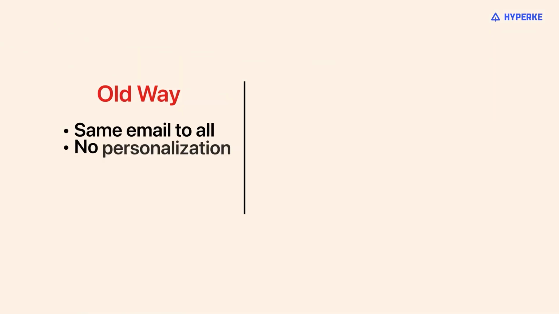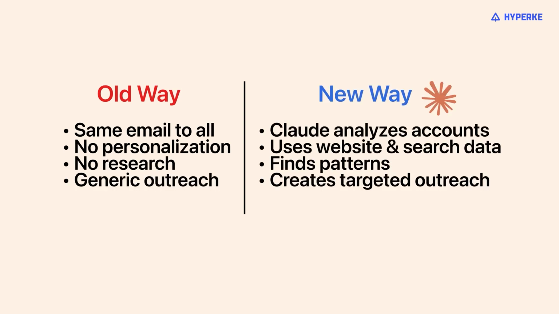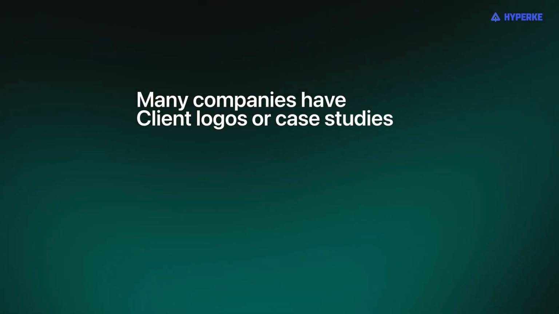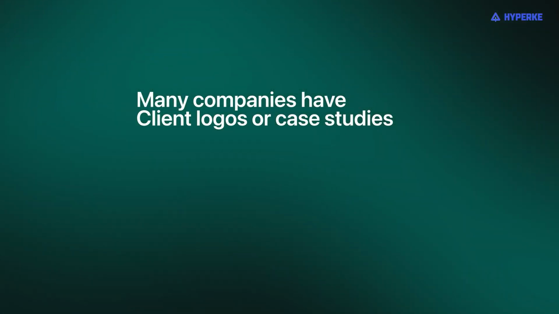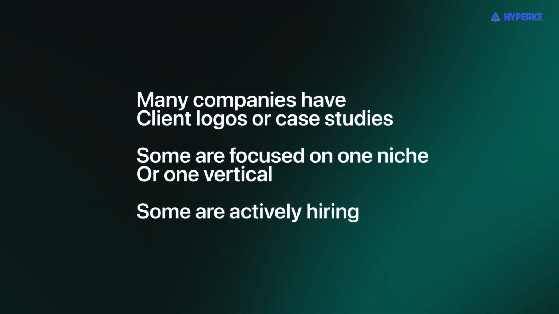So instead of sending one email to a list of 10,000, you hand Claude Code a list of all of your accounts. It analyzes each account using Firecrawl and Serper to fetch their Google search and website content. And then it looks for patterns across the samples and reports back. For example, with this list of agencies, we asked Claude to go through 20 websites, and it comes back to tell us that many of these companies have client logos or case studies on their website. Some of them are focused on one niche or one vertical, and some of them are actively hiring for roles. Now, each of these can be a different angle.